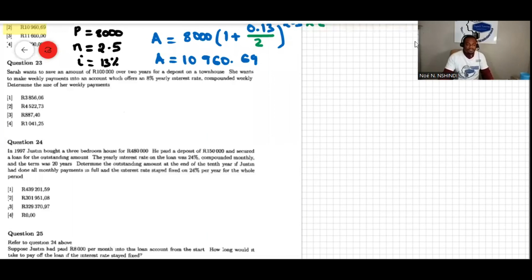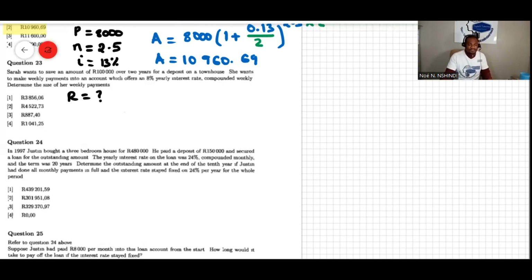Well, question 23 says that Sarah wants to save an amount of 100,000 over 2 years for a deposit on a townhouse. She wants to make a weekly payment into an account which offers an 8% yearly interest rate compounded weekly. Determine the size of her weekly payments. Well, because Sarah wants to save money in order to get 100,000 for that townhouse, we're talking about the future value here. And then the question says determine the size of a weekly payment. So we're looking for R, the weekly installment.